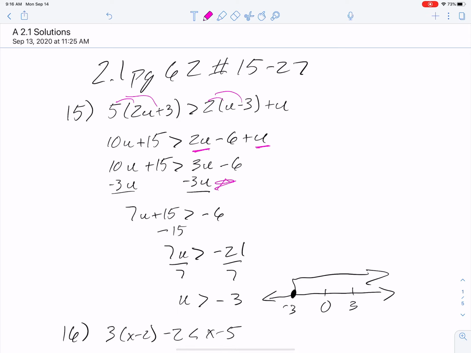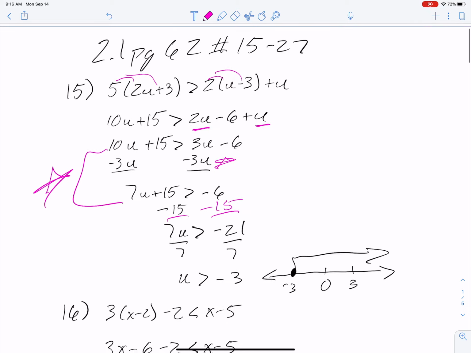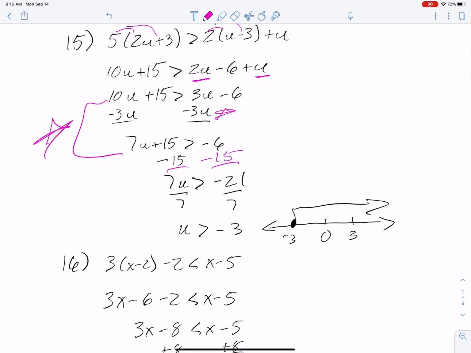From there, I subtracted 3u from both sides. From there, I subtracted 15 from both sides. Again, like we've talked about, if you want to combine those two steps, that's fine with me. And then to finish off my problem, I divided by 7, and since I'm dividing by a positive number, I do not need to change my inequality. And so I end up with u is greater than negative 3.